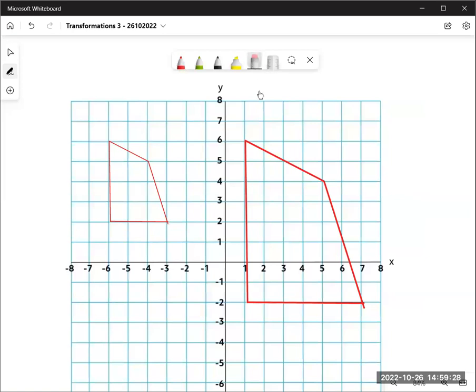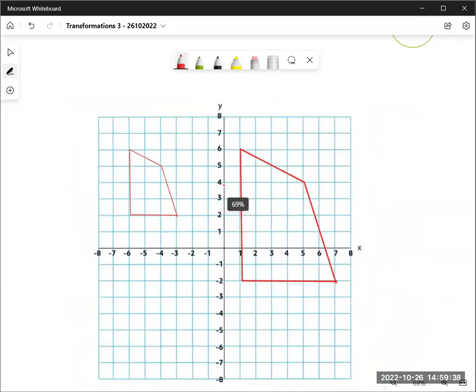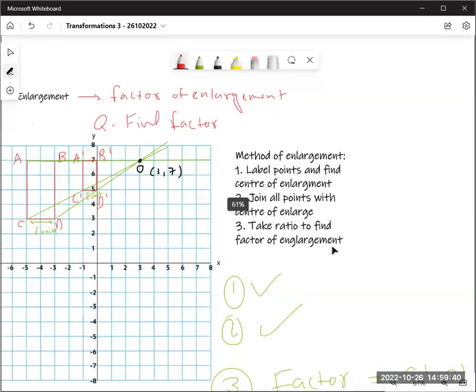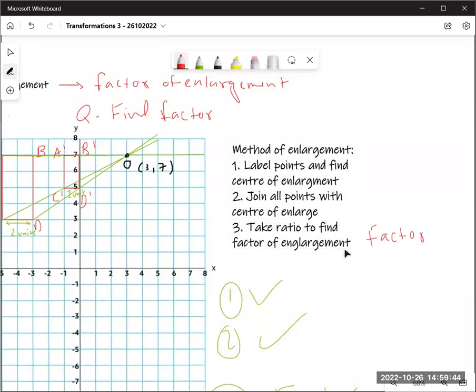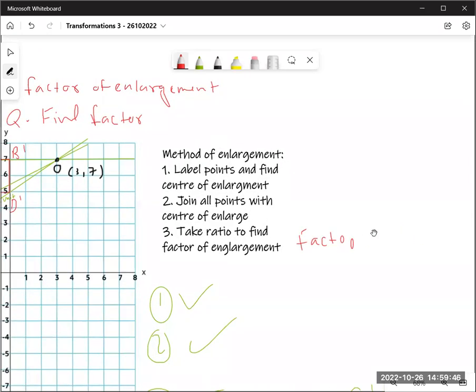So how did you find the ratio? The ratio is the length of the final shape side divided by the original side. Now write this first in your notebook. What if it asks us to draw the shape? We'll do that later. Right now we're finding the factor. Factor is A dash B dash by AB.